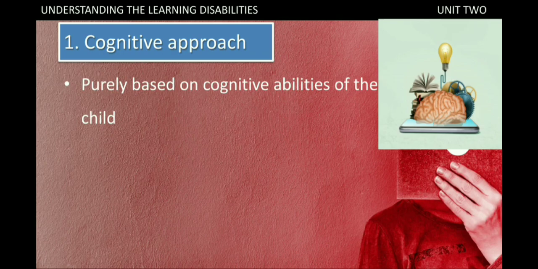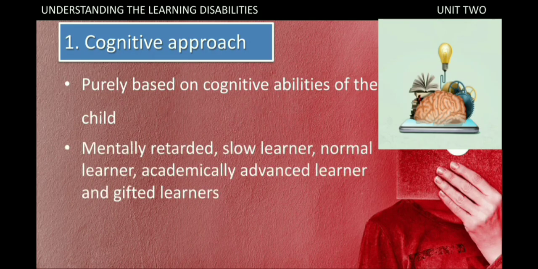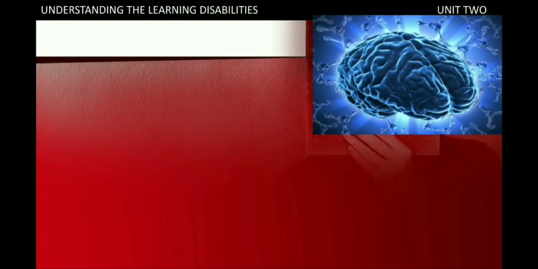The teacher is not trying to identify whether the kid has any hearing problem or vision problem. This is not coming under this particular analysis. We can understand who is mentally retarded. An approach purely based upon the intelligence is happening in this cognitive approach. So here we are able to find out who is mentally retarded, who is a slow learner, who is a normal learner, an academically advanced learner, and the gifted learner. These all things we can understand from the cognitive approach.